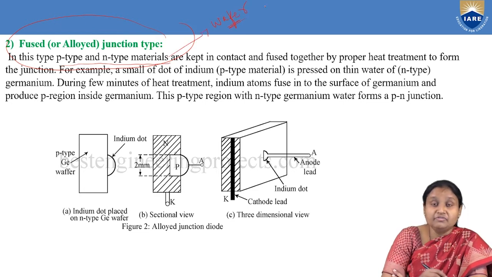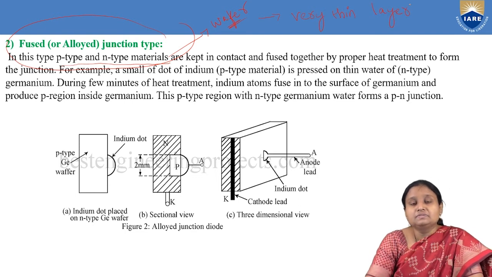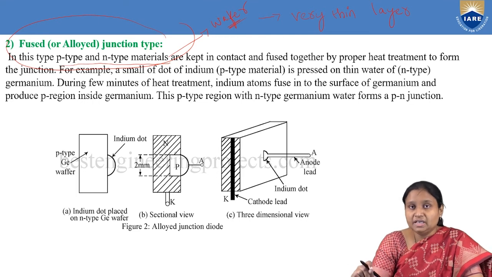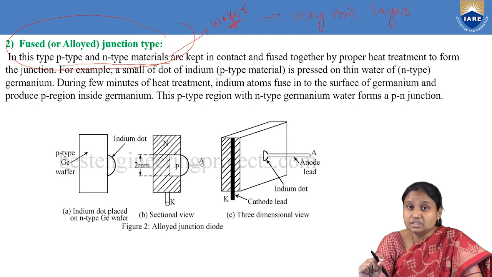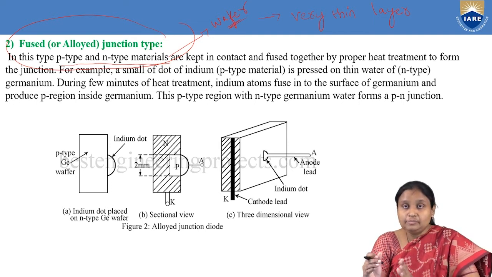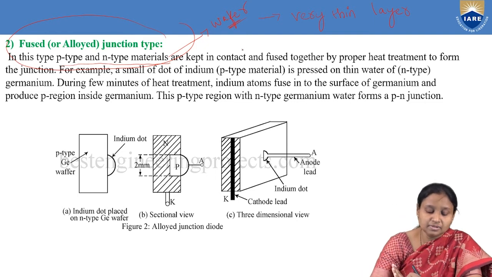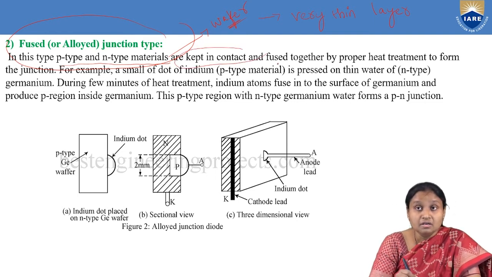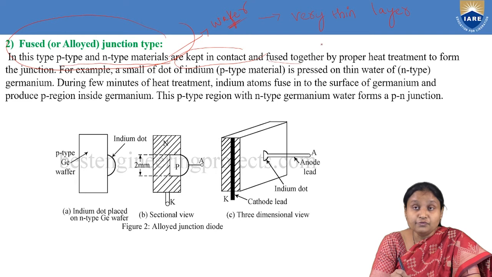So what do you mean by wafer? Wafer is nothing but very thin layer. So wafer, it is very thin layer of either p-type or n-type material. You have to take your p-type, n-type material whose thickness is very, very small. And then what we'll do, we'll keep them in contact, and then we'll try to fuse them.